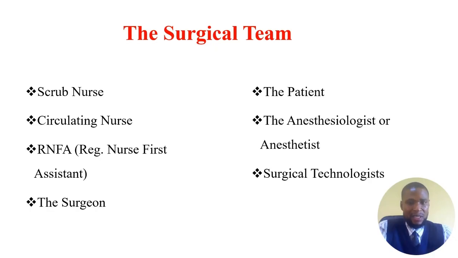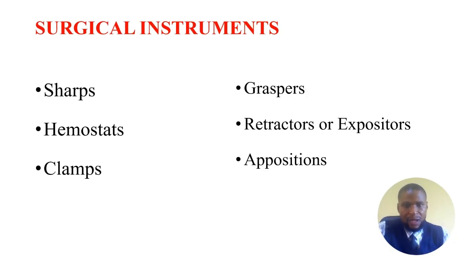Now, the anesthesiologist or anesthetist. Is it the same thing? We also have the nurse anesthetist too. The next one is the surgical technologist. All these team members mentioned must be present before a surgical procedure can be carried on. Now, surgical instruments. We cannot go away from them. No procedure can be done without an instrument. I would like to group my instruments into groups. Number one grouping here is sharps. What do I mean by the word sharps?